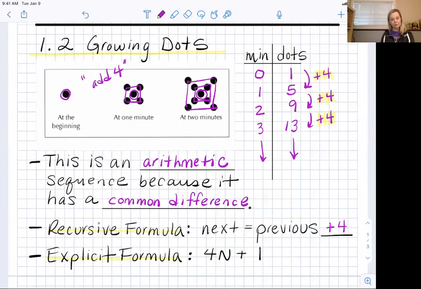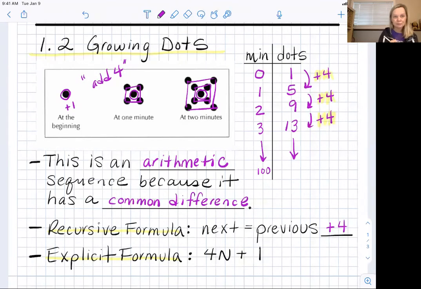Okay, now the explicit formula came from our pattern. And the explicit formula here we use to find the nth term. So this one is helpful if in fact we wanted to find how many dots at, let's say, 100 minutes. I don't want to draw this pattern 100 times. Nobody has time for that. So if we have an expression where we could plug in a number, see what comes out, then that's really helpful.